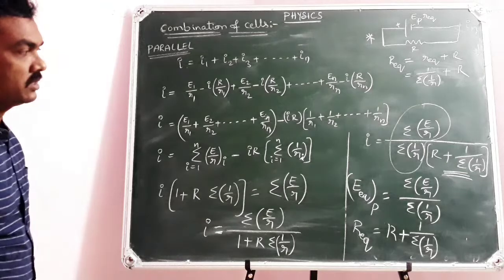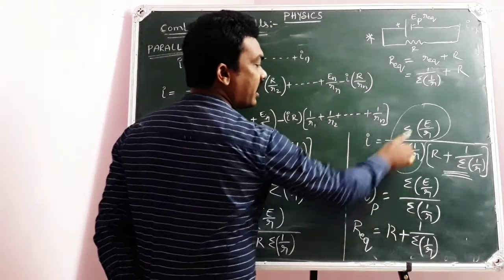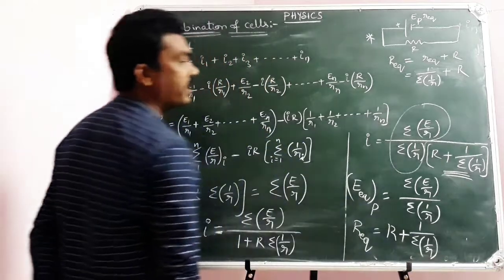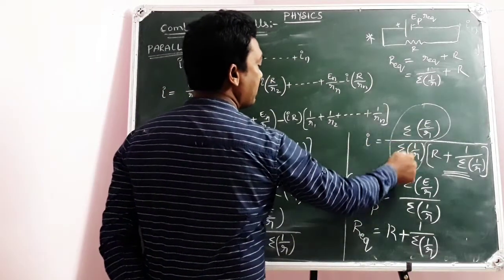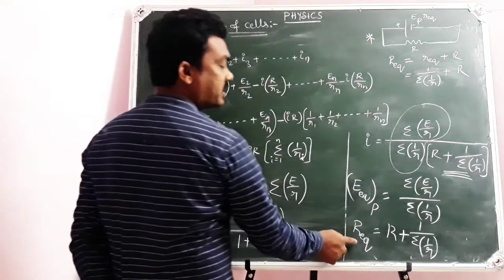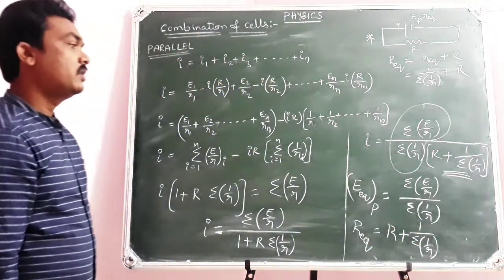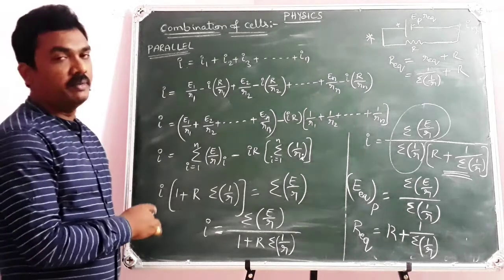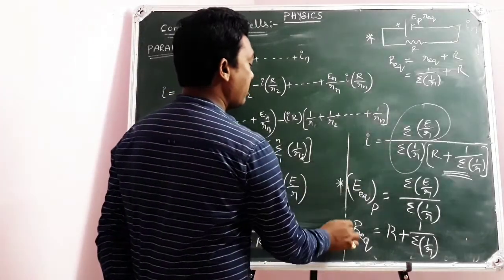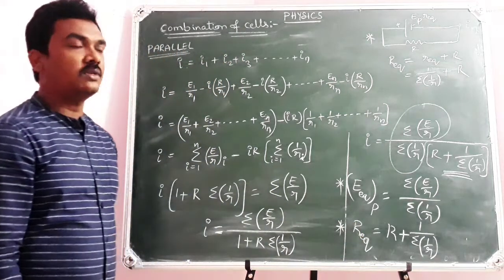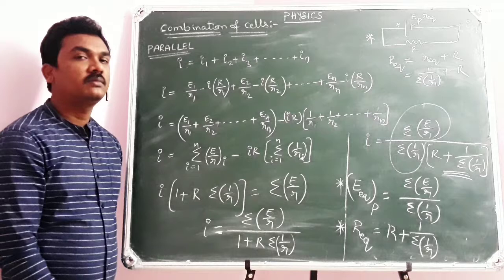That's the point you need to understand. So when you are comparing equivalent EMF and equivalent resistance, equivalent EMF is sigma of E by R by sigma of 1 by R, and equivalent resistance is R plus 1 by sigma of 1 by R. This is all about a parallel combination of cells, equivalent EMF and equivalent resistance. Of course, we can also write the equation for circuit current, I is equal to V by R.